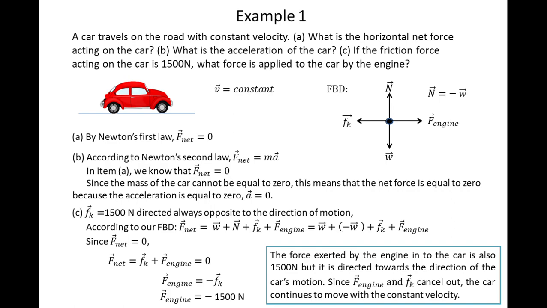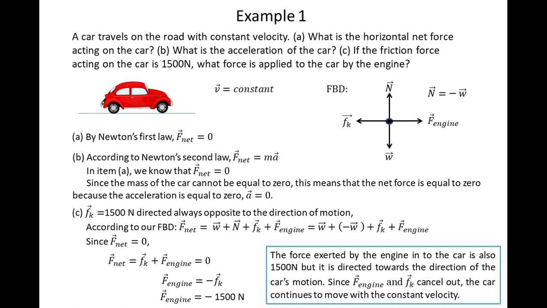now how about the acceleration of the car? Well, according to Newton's second law, F net is equal to ma, and in letter A, we know that the net force is equal to zero. Since the mass of the car cannot be equal to zero, this means that the net force is equal to zero because the acceleration is equal to zero. We can even skip analyzing this using Newton's second law and automatically conclude that the car's acceleration is zero because of the constant velocity, which is already mentioned in the problem.